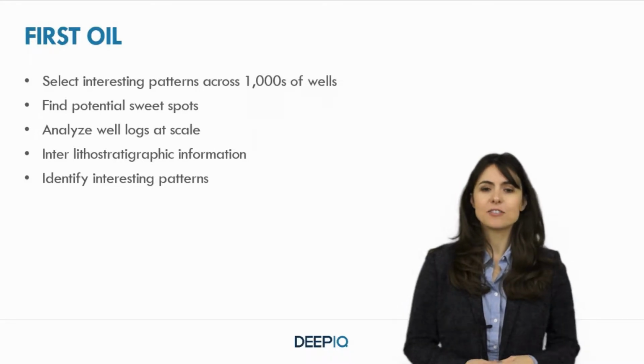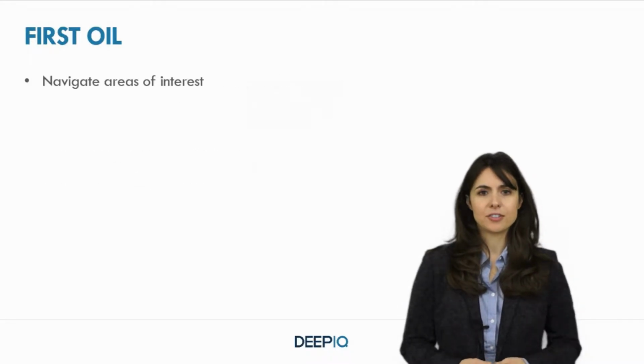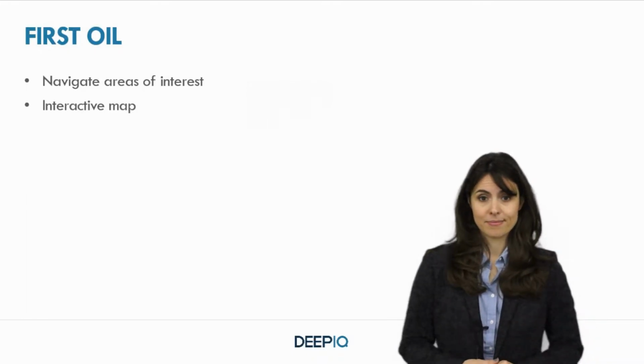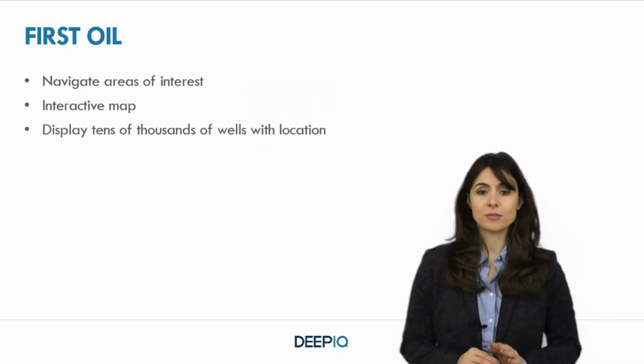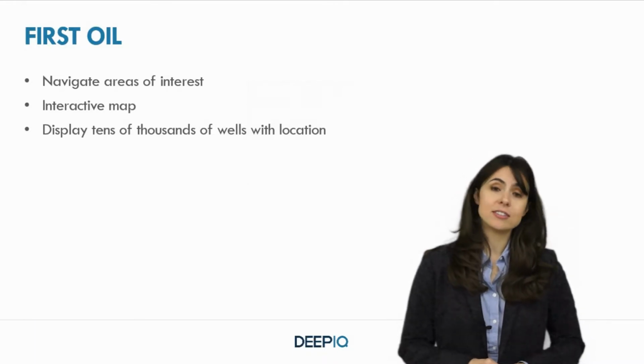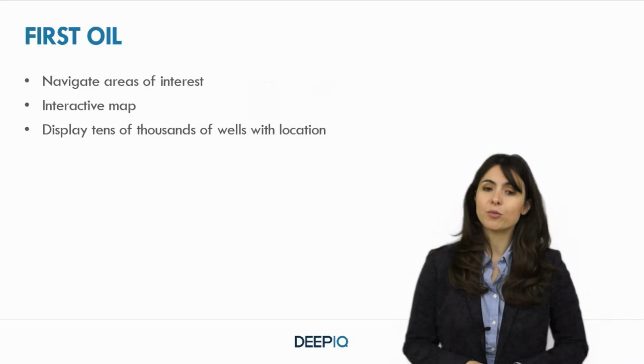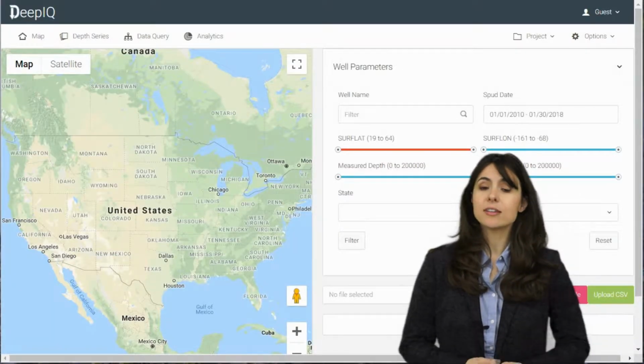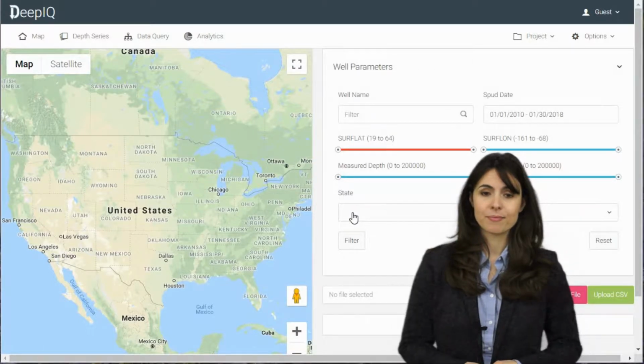Your geoscientists rapidly navigate to areas of interest with an interactive map designed for them. You can display tens of thousands of wells and their locations in this view. You're looking at the main screen of DeepIQ's First Oil software. This is a view of all your wells in a map in grid view.